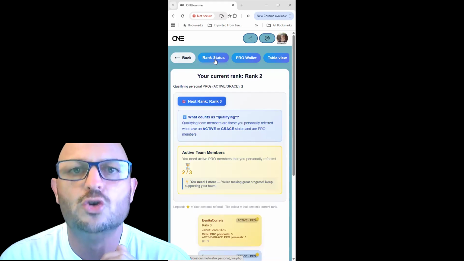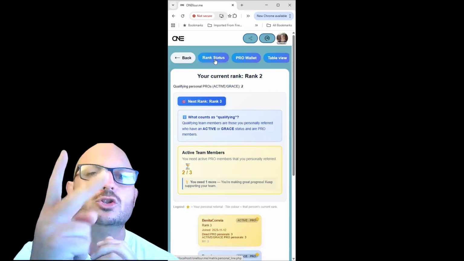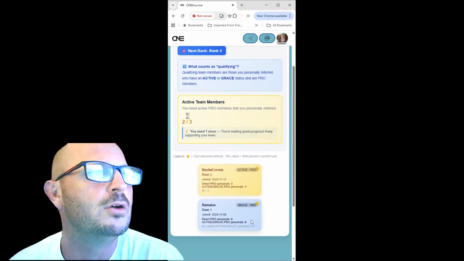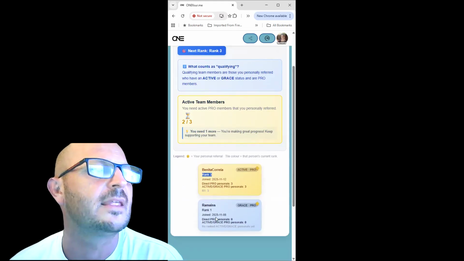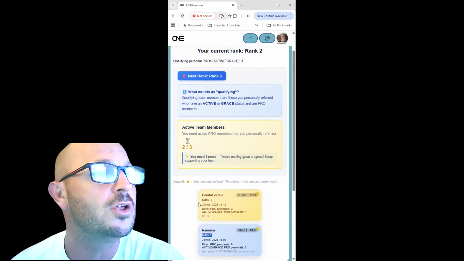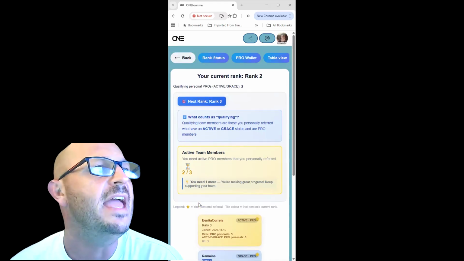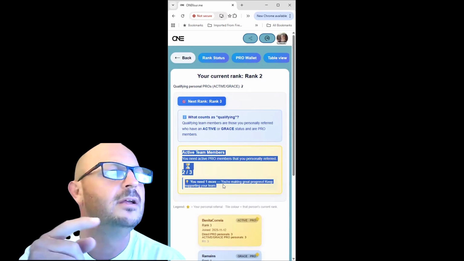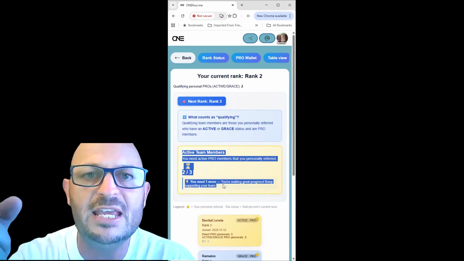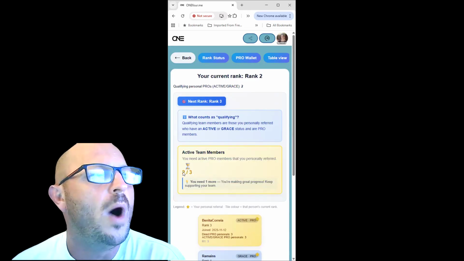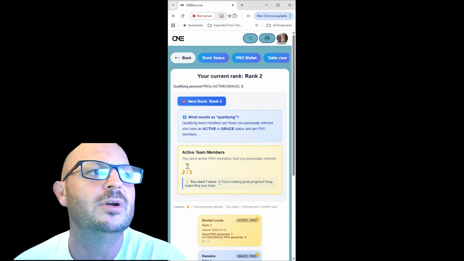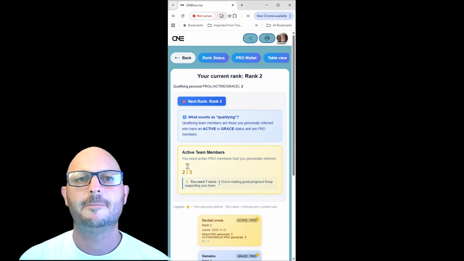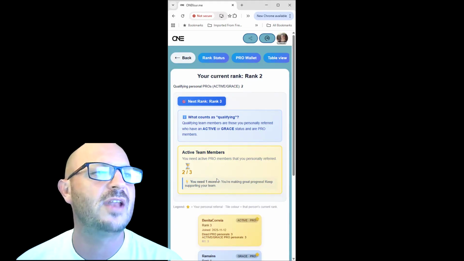So there's the rank status screen. Your current rank, rank 2. So this person at least has 2 pros underneath them. There we go, there are their 2 pros. These 2 pros are at a rank 3 and at a rank 1. Then it shows you what you need to do to rank up to the next rank. The next rank is rank 3. I need one more person. You need one more pro to rank up to rank 3. So that is all that this person needs.